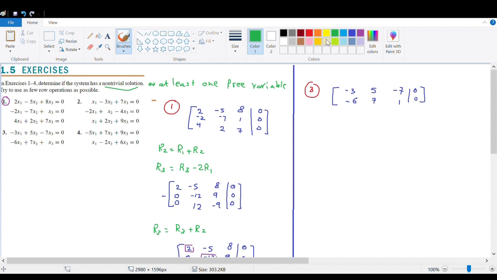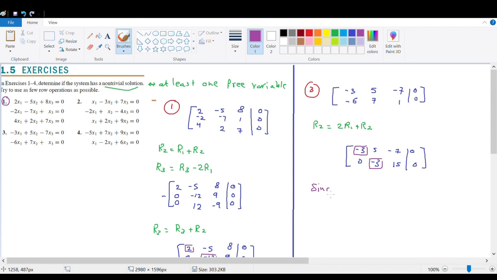So if we do row operation for this one, row 2 is equal to row 1 plus row 2. This will give us another matrix, which is -3, 0, 5, -7, 0, then here -3, 15, 0. So now it is clear this matrix has 2 pivots, which are this one and this one. So it has only 2 pivots, meaning x3 is a free variable.